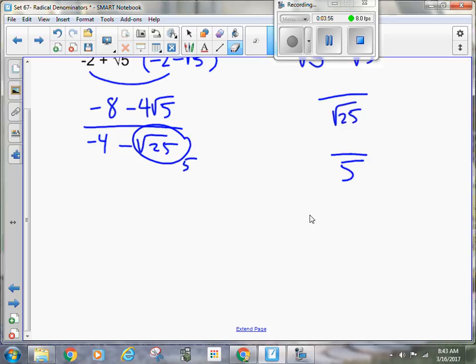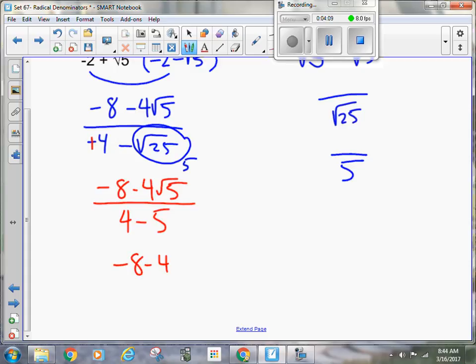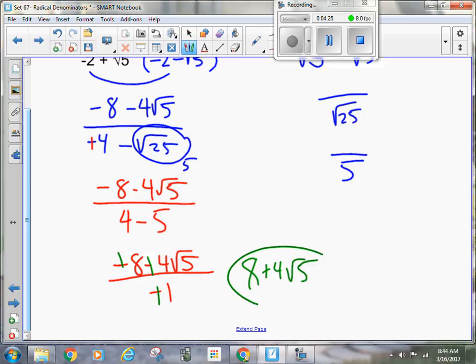Okay, so negative 2 times negative 2 is positive 4. So we have this on the top still. My denominator is 4 minus 5. There we go. We get 8 minus 4 square root of 5 in the numerator, and we get negative 1 in the denominator. So with my negative 1 in my denominator, my negatives are going to change. So I get 8 plus 4 square root of 5. There we go. That's what I was looking for.